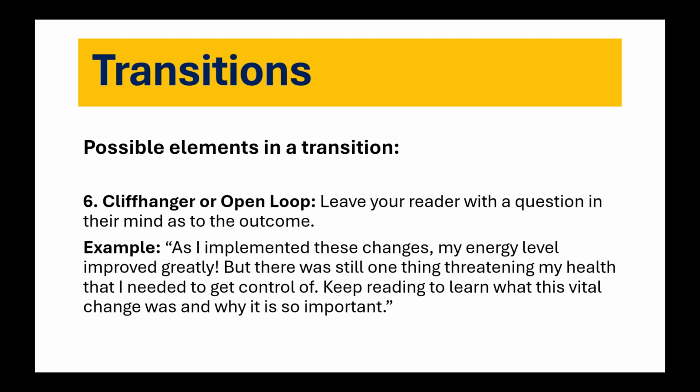Or an open loop. For example, as I implemented these changes, my energy level improved greatly. But there was still one thing threatening my health that I needed to get control of. Keep reading to learn what this vital change was and why it is so important. You're kind of leaving them hanging. Like there's this one thing, I did all these other things and things were great, but there was still one thing that was needing to be changed. You got to turn the page to find out.